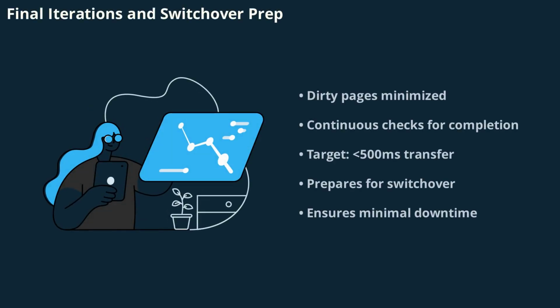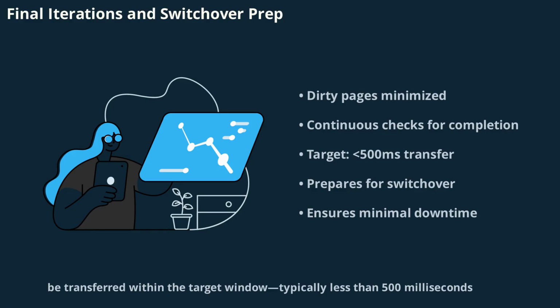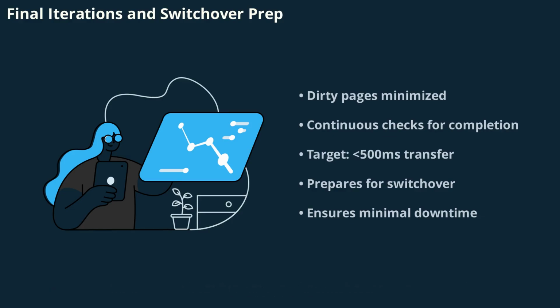As the iterative pre-copy process nears completion, the number of dirty pages drops to a minimum. The system continuously checks if the remaining pages can be transferred within the target window, typically less than 500 milliseconds. Once this condition is met, the migration is ready to move to the switchover phase. This careful preparation ensures that the final transition is as fast and seamless as possible, minimizing downtime for the virtual machine.